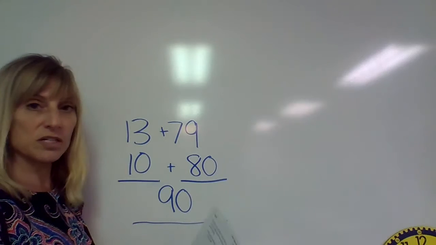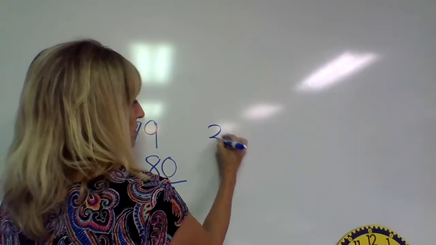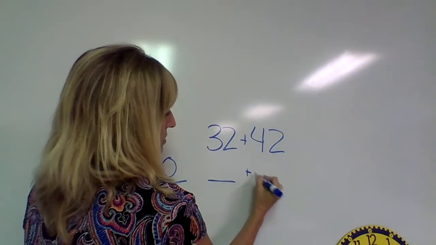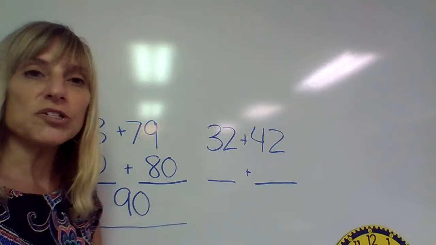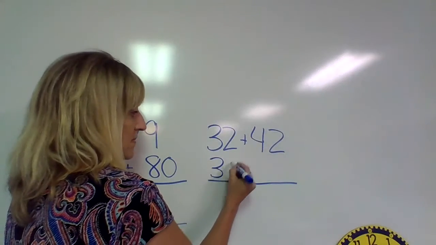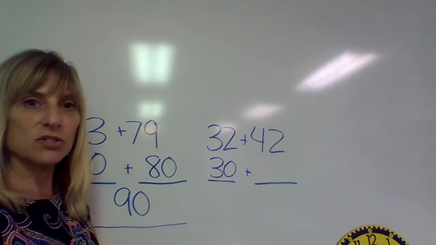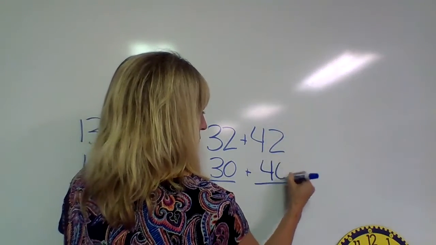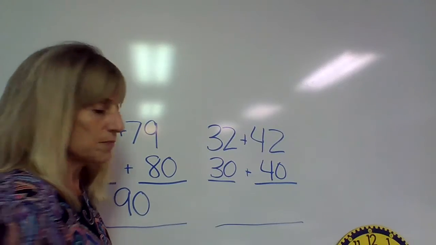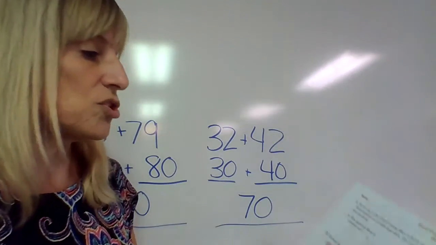Okay, we're going to do the next one together. Make sure I have room on my board there. Okay, it says 32 plus 42. And then it has this underneath. Okay, 32 is rounded to 30. Okay, 42 would be rounded to 40. And then we're going to add those two together. 30 plus 40. And that equals 70. Okay? And I want you to do the last one by yourself.